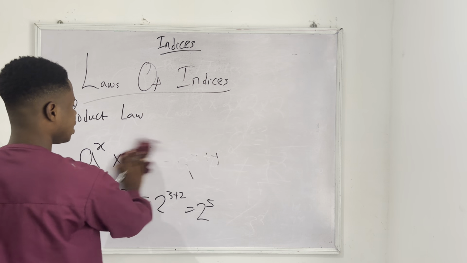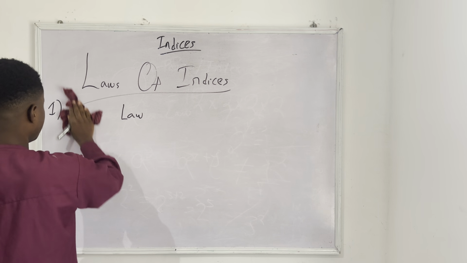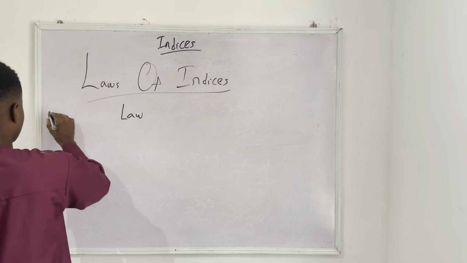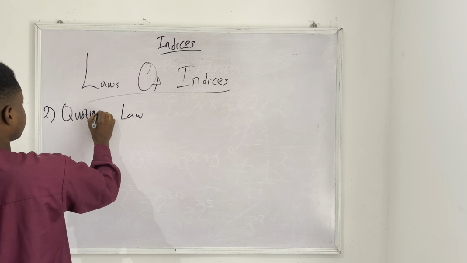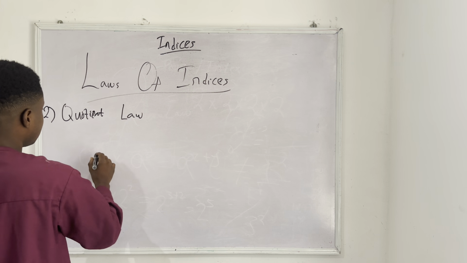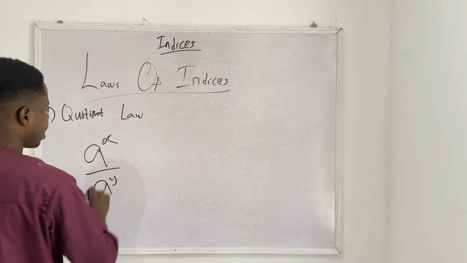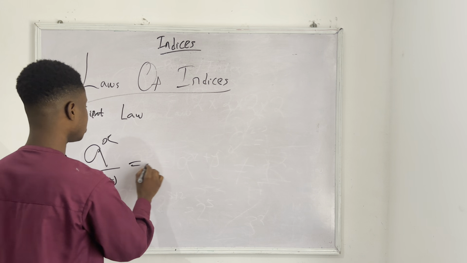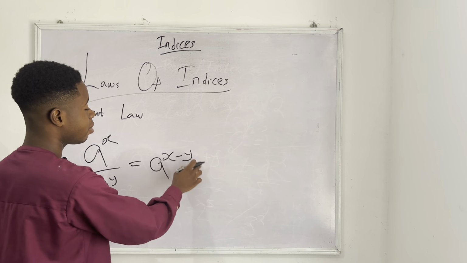Now, the second one is the quotient law. The second law is the quotient law of indices. You have a raised to the power of x divided by a raised to the power of y. Then this is equal to a raised to the power of x minus y.